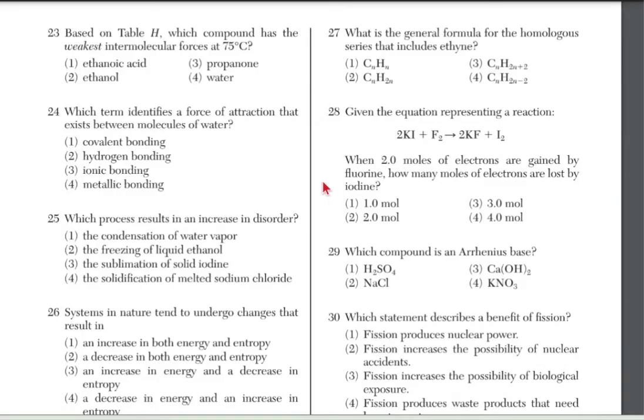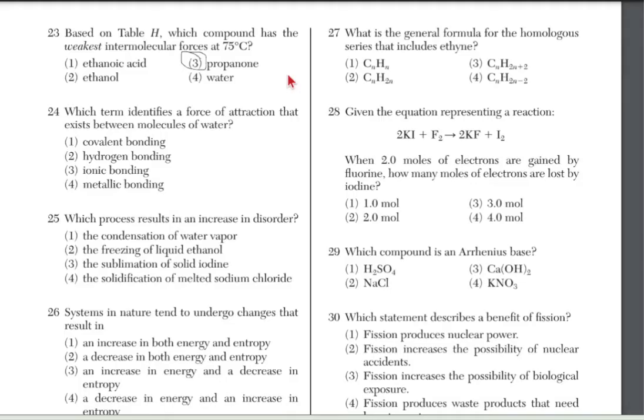Based on Table H, which compound has the weakest intermolecular forces at 75 degrees Celsius? A higher boiling point indicates a greater intermolecular force, since a higher boiling point means greater attraction between the molecules of that liquid. You can see the boiling point when the vapor pressure is equal to 101.3 kPa. Propanone has the lowest boiling point, which is around 55 degrees Celsius on Table H. At around 55 degrees Celsius, if you bring your finger up, the vapor pressure of propanone will be 101.3 kPa, so the answer is 3.